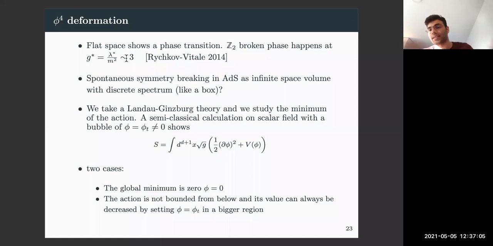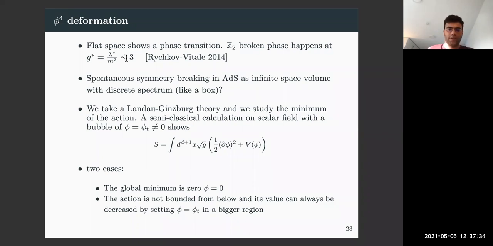Because at the same time, AdS is an infinite space volume, but at the same time, it looks like a box because of the discrete spectrum. The question is, does that happen? So we argue that using semi-classical calculation, if you take a Landau-Ginzburg theory and study the minimum of the action by considering a bubble of a true vacuum inside the false vacuum, what happens? And we conclude that we have two cases.